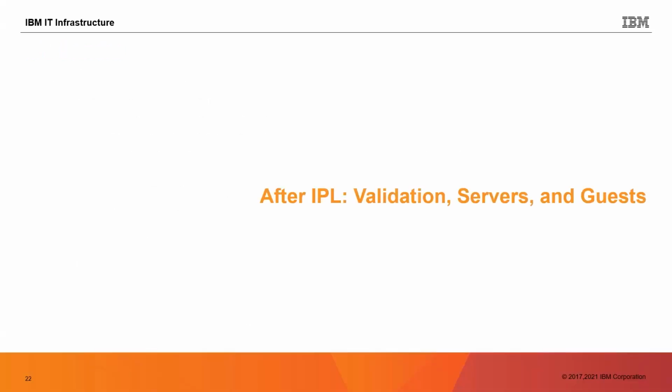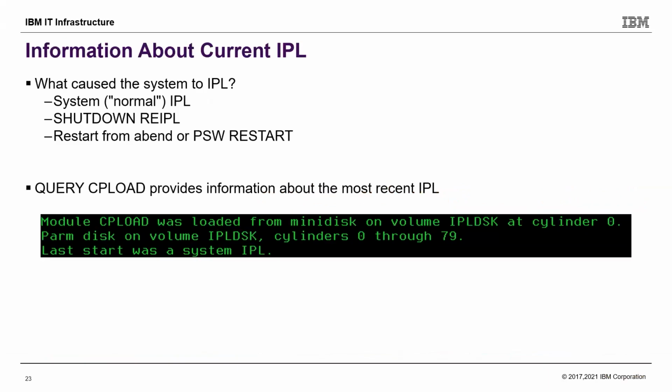Okay, so we've gone through the process of setting up to IPL. My system is up. Now what do I do? How do I get my workload up and running? One thing that's good to know, and some of these things you may want to, again, use automation for, is to issue some commands and store the output away in a console file, so you have it for reference later.